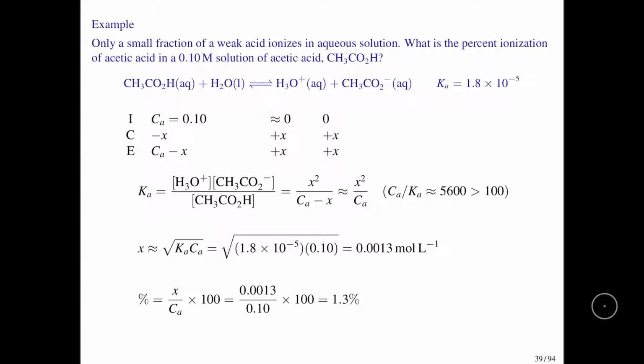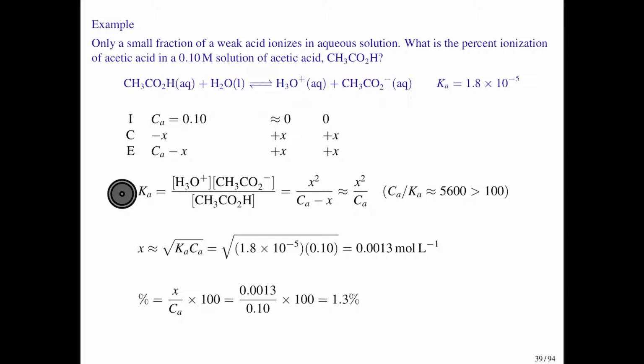This problem is very similar, but instead of finding the pH of the solution, what we're going to do is find the percent ionization. So here we're looking at acetic acid again. Acetic acid donates a proton to water. That gives us hydronium and leaves behind acetate. The Ka value is given to us, and we have the initial concentration of the acid.